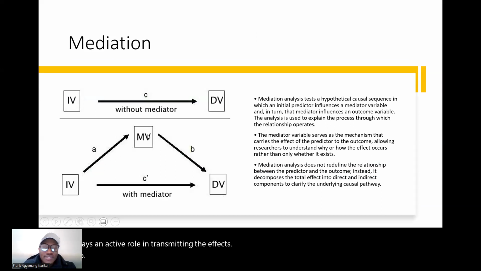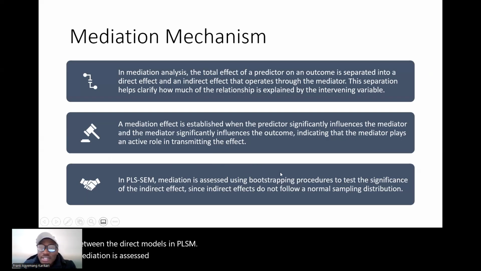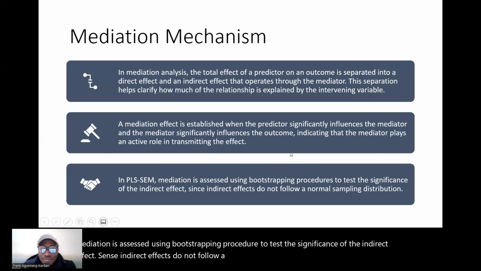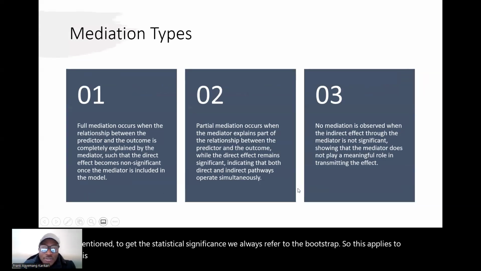So this independent variable predicts that, so the movement is from IV to MV, and this in turn predicts that, okay, so that is what you are referring to here. And this shows that the mediator plays an active role between the direct models. In PLS-SEM, mediation is assessed using a bootstrapping procedure to test the significance of the indirect effects, since indirect effects do not follow a normal sampling distribution. Okay, so just as we mentioned, to get the statistical significance, we always refer to the bootstrap. So this applies to mediation as well.